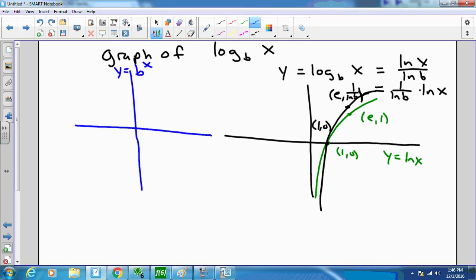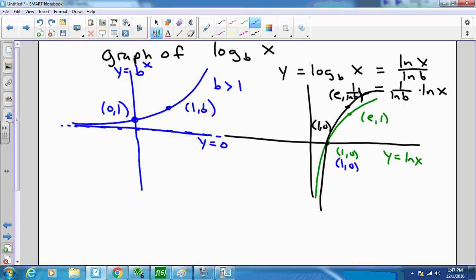A second way that we can look at this, though, is to base the graph of log base b of x off of the graph of y equals b to the x, because these two are inverses. And this graph, for b bigger than 1, is an increasing graph that goes through 3 special points that we know and love: (0, 1), (1, b), with the horizontal asymptote y equals 0.